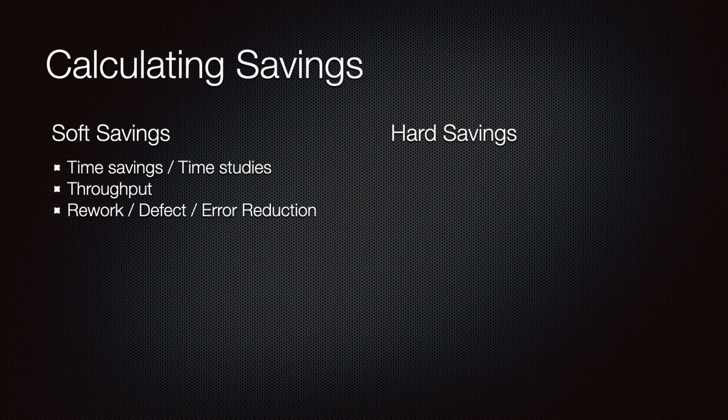Rework, defect reduction, rework reduction, error reduction. Those are typically soft savings until you can tie them back to, like I said, hours per unit or true financial measures to the bottom line.